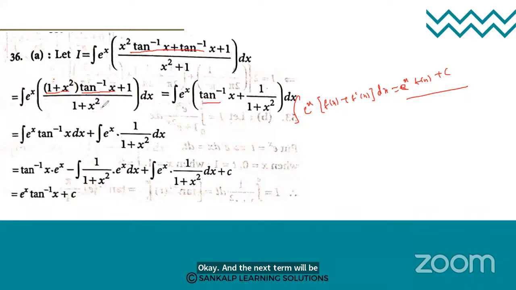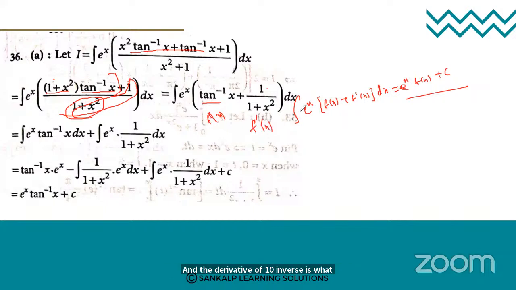So here we are splitting the denominator into two parts. So first term is this, and then second term upon denominator. So when we do this, we get tan inverse x plus 1 upon 1 plus x square. Now this will act as f of x. This is the function, and we know the derivative of tan inverse x is 1 upon 1 plus x square.